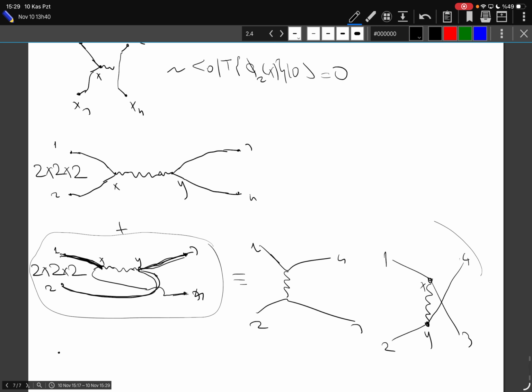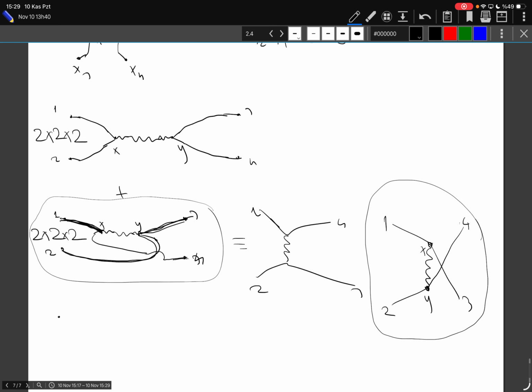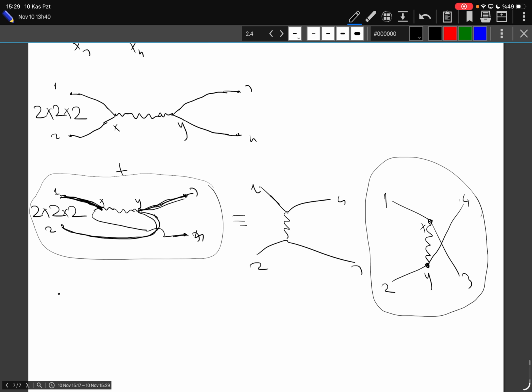So let me look at this one. One, two, three, 4. The phi 2 fields at x and y have to be connected. There are no options over there. Now, 1 can be contracted with one of the fields at the point x. That's a factor 2.